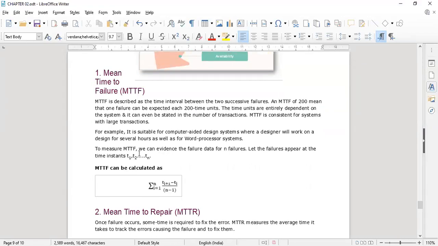The formula for MTTF is what? Suppose we can observe the failure data for n failures. Let the failures appear at time instants T1, T2, T3 up to Tn. So the summation for i equal to 1 to n, of T(i+1) minus T(i), upon n minus 1. So it is a formula, meaning that between any two time intervals, how many times the failure occurs will be described by your MTTF.